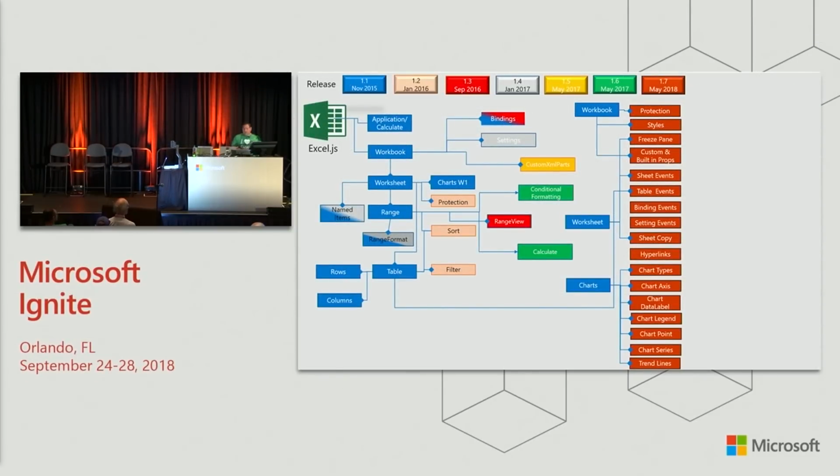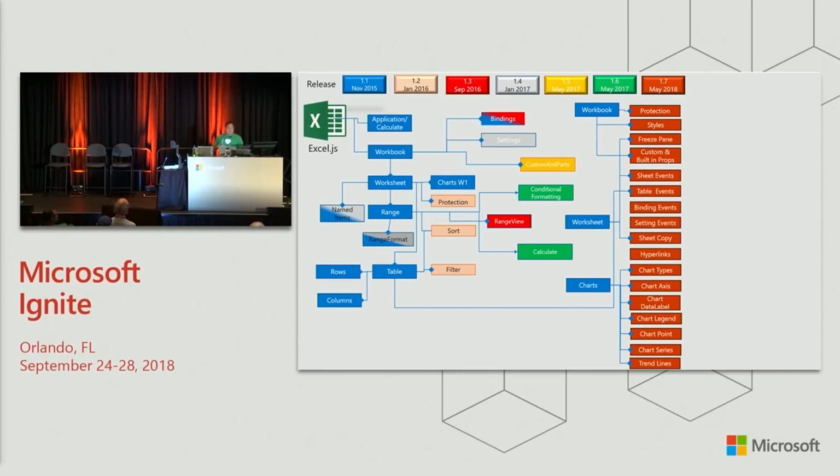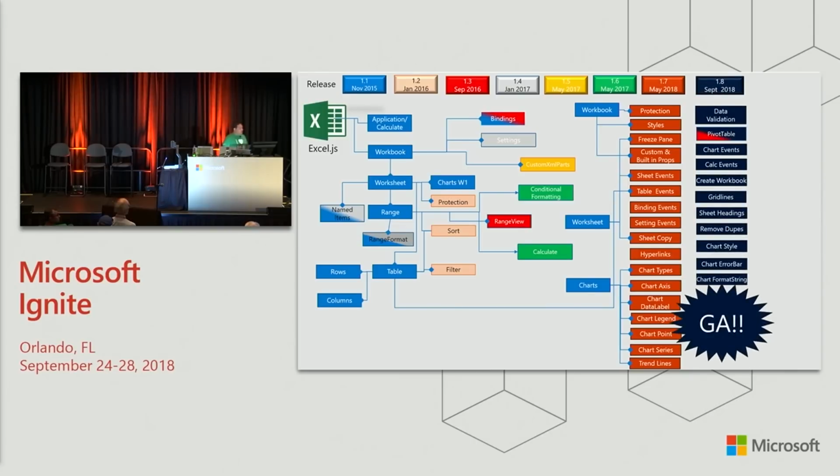This is what I want to share with you, the history of the APIs. The problem I have with this slide now is that we have so many APIs that I'm having a hard time finding space for all of the objects we have today. At Build, back in May, we released our 1.7 API, and we shipped a lot of good stuff like protection for workbooks, styles, freeze panes. We shipped a bunch of events as well, charts, and we did a bunch of investments. Today, at the Ignite conference, we are announcing the GA of the 1.8 APIs.